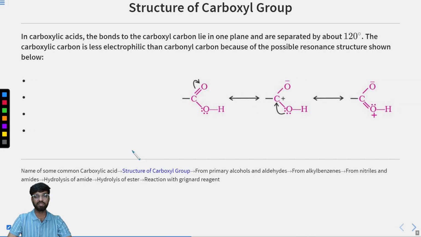Next, let us move to the structure of carboxylic acid. So if you look at the structure of carboxylic acid, this is the structure. We can have an R group here. Now this structure is planar in nature.